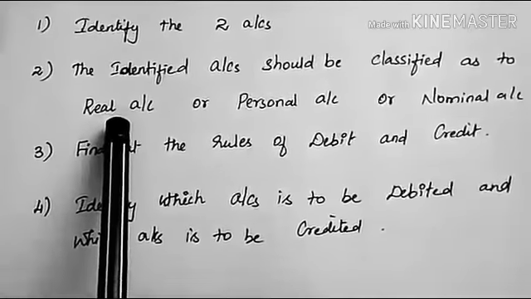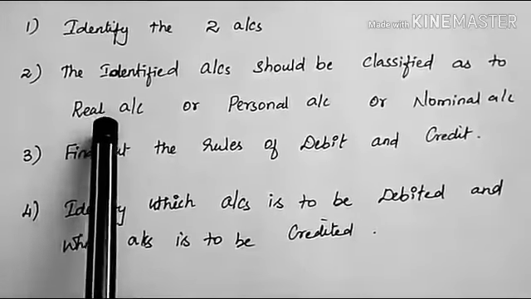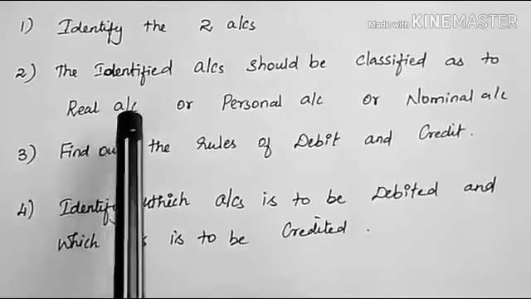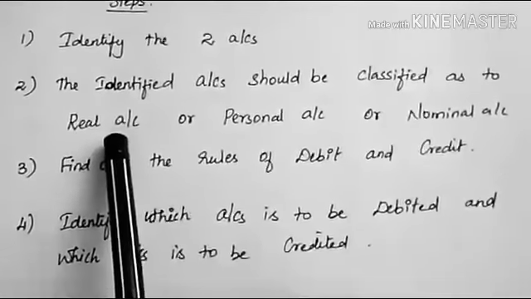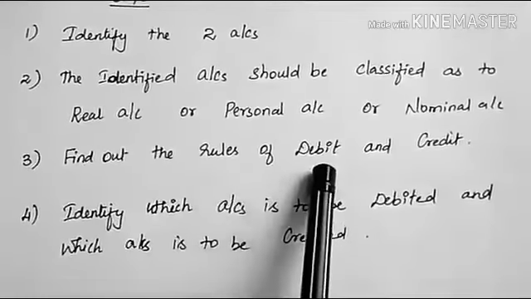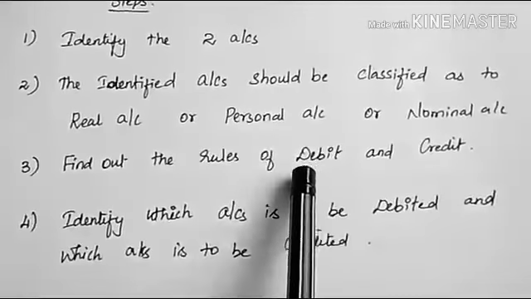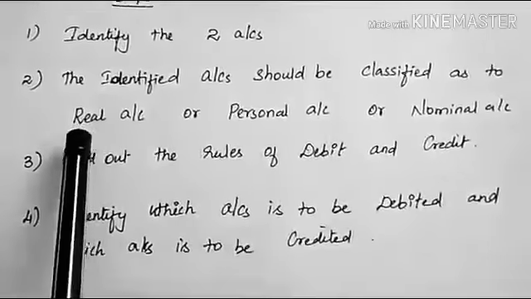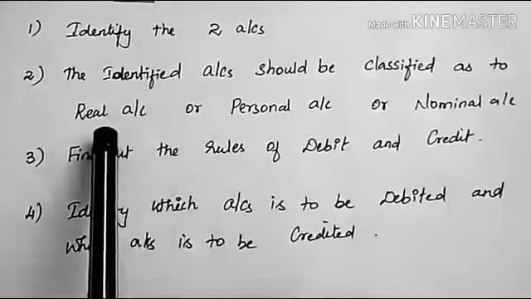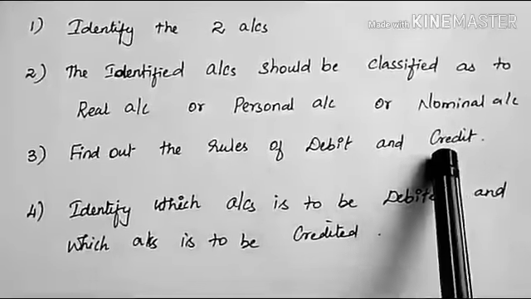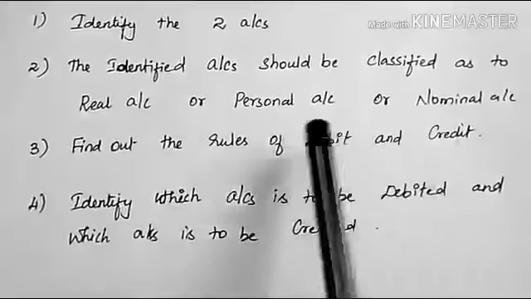What is the real account rule? Debit what comes in, credit what goes out. So cash is a real account. Now we have identified the 2 accounts, and classified them into nominal account and real account. Then find the rules of debit and credit. The nominal account rule is to debit all expenses, so salary should be debited. The real account rule is debit what comes in and credit what goes out. When you pay salary, cash goes out, so credit the cash. Find out the rules of debit and credit for each and every account separately.